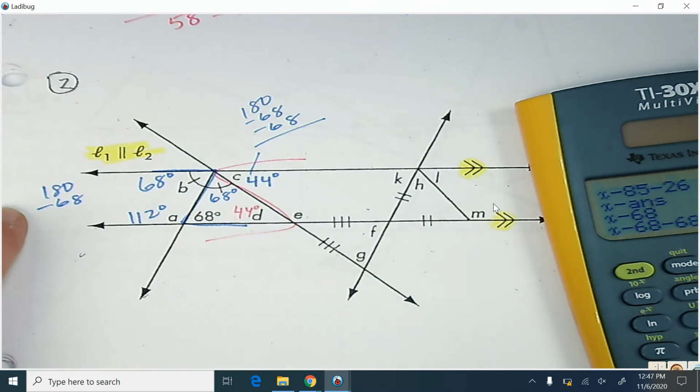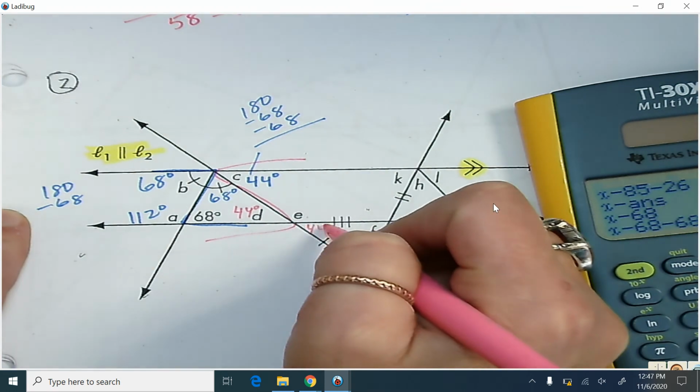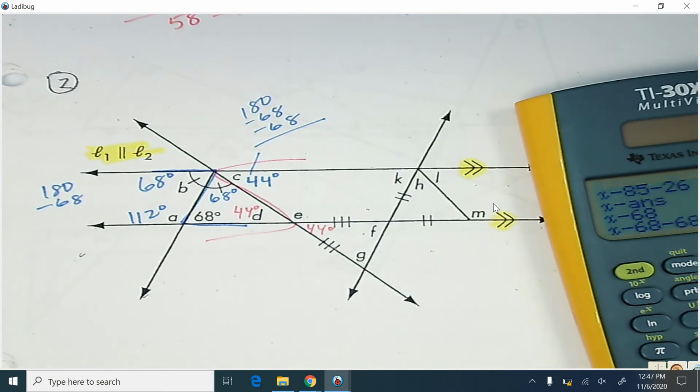Across from angle D, vertical to it is a 44-degree angle. You should be able to get angle E. Go ahead and get angle E. You're going to do 180 minus 44.